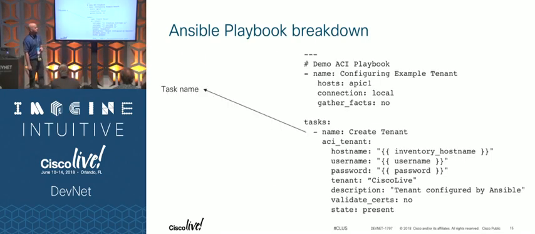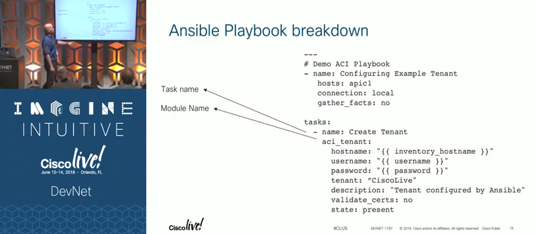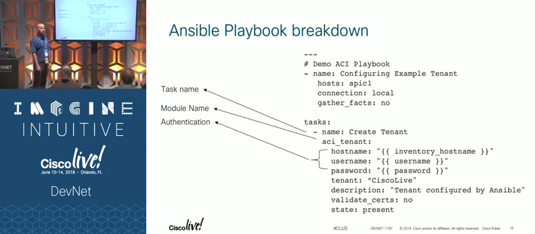So let's continue on. So here are my tasks, and my tasks are going to be listed in order. In this case, I've got a task name, create a tenant. Seems simple enough. This is the module that I'm going to leverage to create my tenant. It is the ACI_tenant module. Here is the configuration for authentication in order to apply my modules and policies against those target systems.